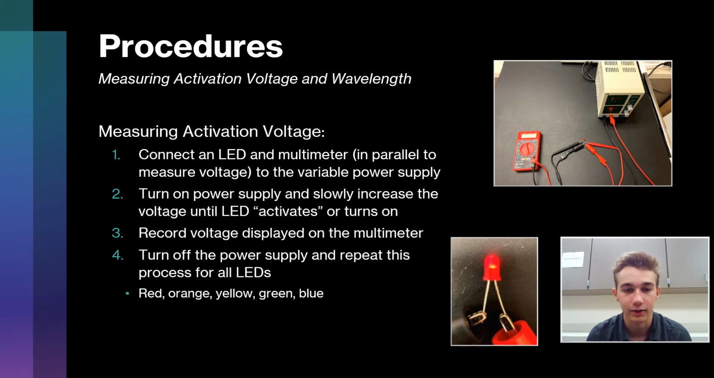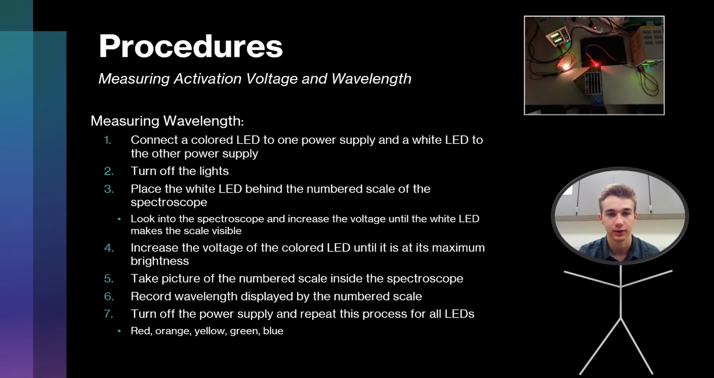So first I measured the activation voltage of the LED by connecting the LED to a multimeter and a variable power supply. Then I turned up the voltage on the variable power supply until the LED turned on. I did this with the lights off so I could see it best. And at that bottom picture there, when the LED just began to turn on, I recorded the voltage displayed on the multimeter. I repeated this for the red, orange, yellow, green, and blue LED.